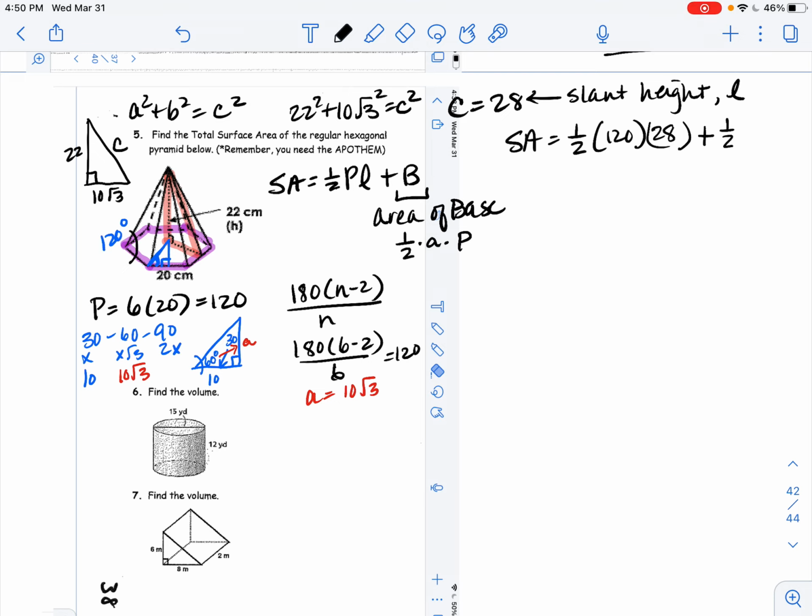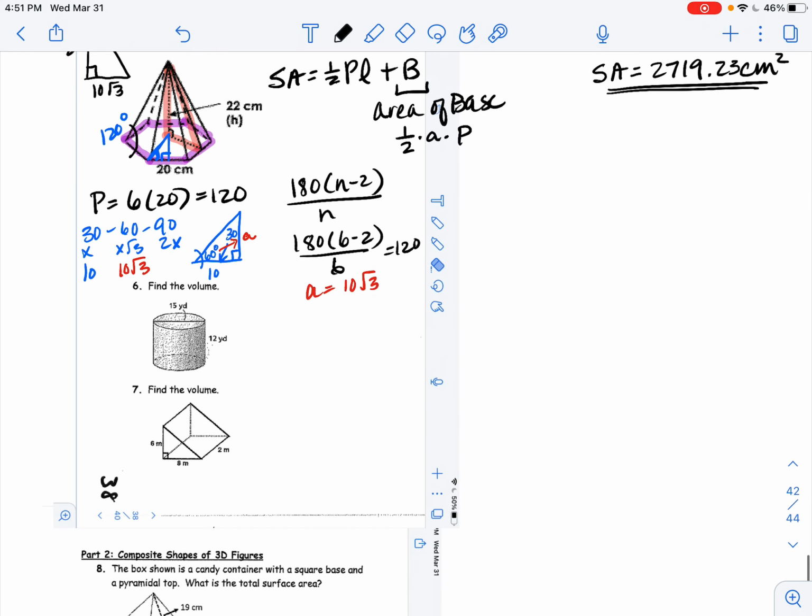Now I'm going to make a substitution there. So that's times 28 plus the area of the base, which is 1/2 the apothem times the perimeter of the base. That's what we're putting into our calculator. So 1/2 times the perimeter of the base times the slant height, plus 1/2 times the apothem times the perimeter of the base. Grand total, my surface area is approximately 2,719.23, and this is centimeters squared.